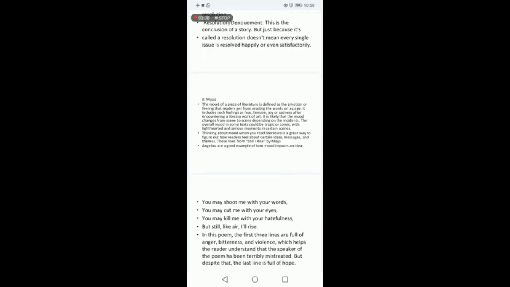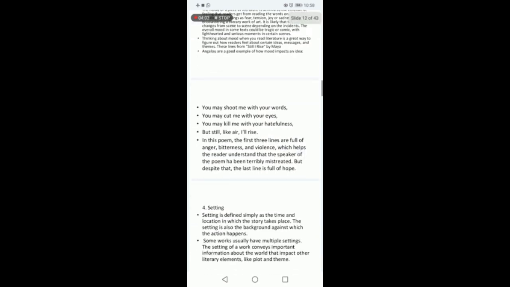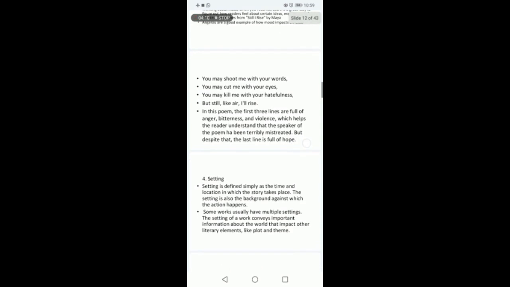As you can see in one of these, the poem here, written by Maya Angelou, which reads, "Still I Rise." Just a small piece. You may shoot me with your words, you may cut me with your eyes, you may kill me with your hatefulness, but still, like air, I will rise. So when we look at these lines, we see initially hopelessness, violence, and all, but there is hope at the end of the line, which says, but still, like air, I will rise. So that's the kind of mood that it has left the reader with.